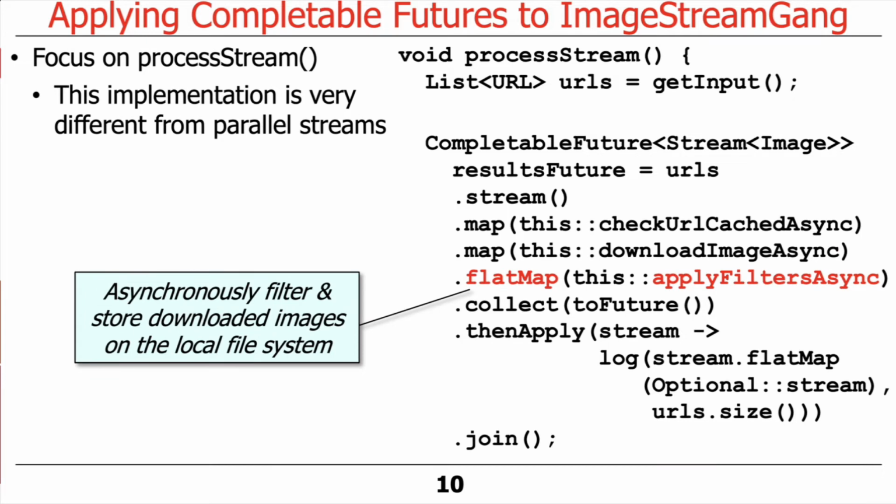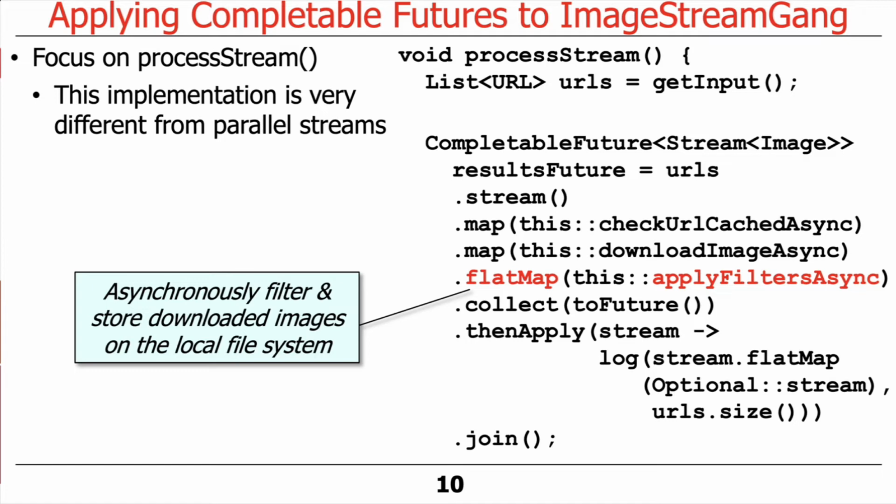So what we do now is we end up using flat map to take a stream of completable futures to optional images that are being downloaded. And as those images complete, the ones that are not empty, the ones that we're actually downloading, what we want to do is asynchronously apply all of our image filters to them. And that's going to end up expanding the number of elements in the output stream.